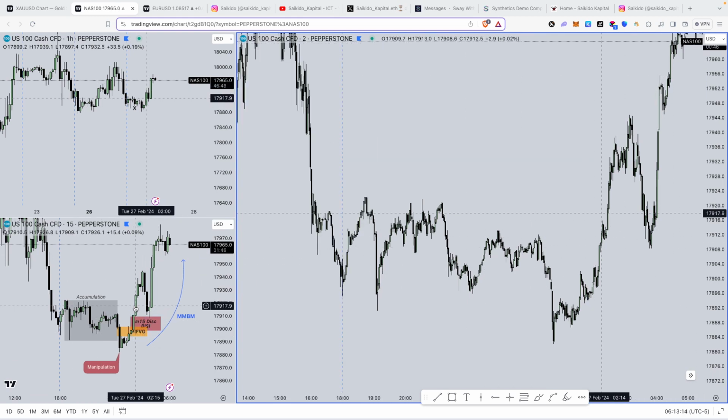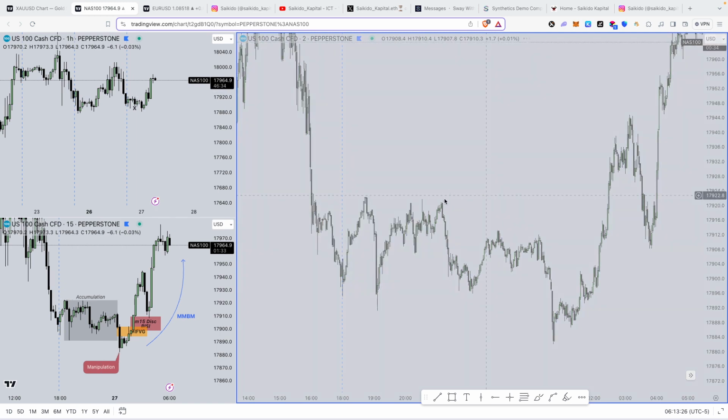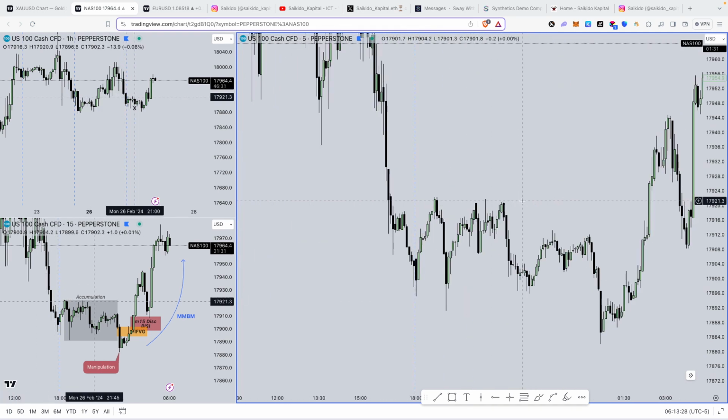So this is the London Open kill zone, right? 2 to 5. So this displacement here during the kill zone confirms the bias for this kill zone, at least, that okay, we are bullish for the session. So I go to my 5 minute. This is what I normally do.